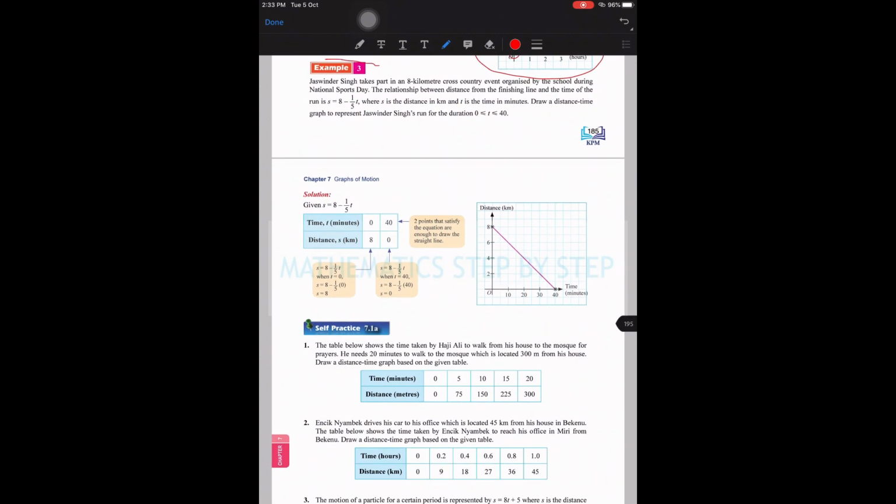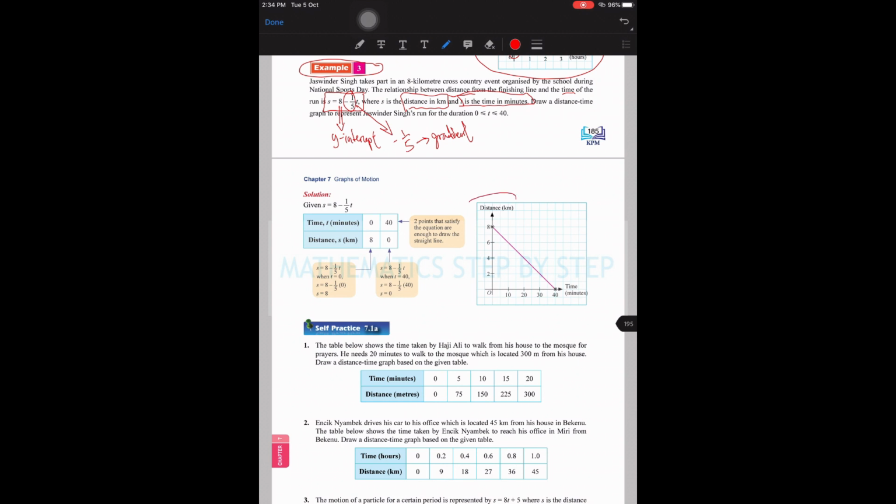Now let's go through this example 3. Jaswinder Singh takes part in an 8-kilometer cross-country event organized by the school during National Sports Day. The relationship between distance from the finishing line and the time of the run is S equals 8 minus 1/5 t, okay? So we know 8 is the y-intercept, and the gradient is equal to negative 1/5, okay? Based on the general form of a straight line. So the distance is in kilometer and t is the time in minutes, okay?